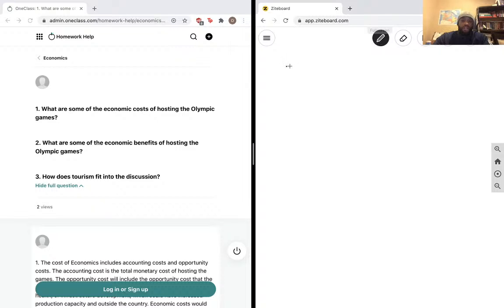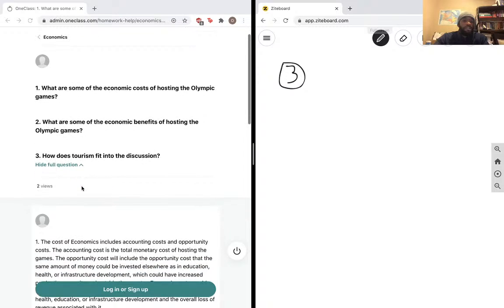So this is question 3. It's a 3-part question. What are some of the economic costs of hosting the Olympic Games? Question 2 says, what are some of the economic benefits of hosting the Olympic Games? And how does tourism fit into this discussion?